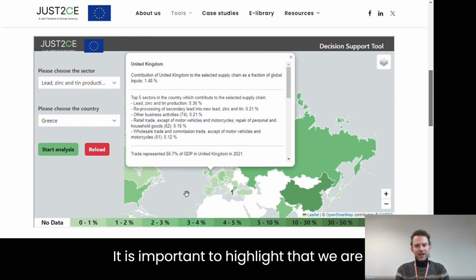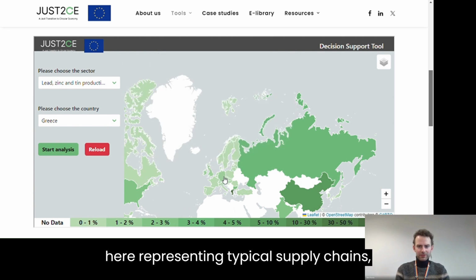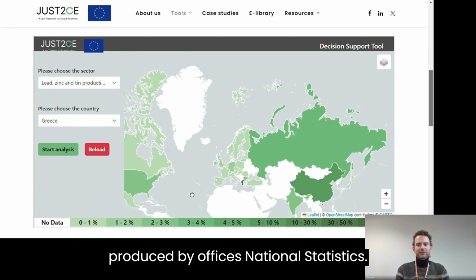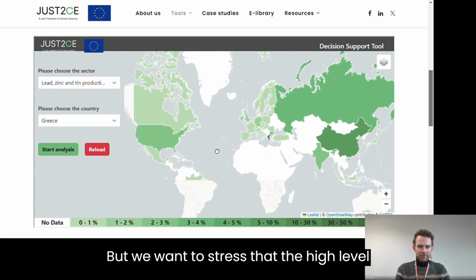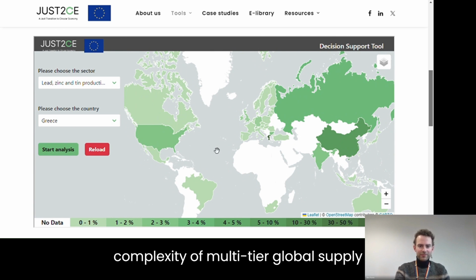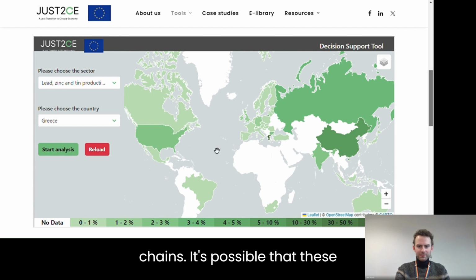It is important to highlight that we are here representing typical supply chains based on national accounts which are produced by offices for national statistics. But we want to stress that the high level of accuracy of these datasets allows users to get an understanding of the complexity of multi-tier global supply chains. It is possible that these could be severely underestimated if primary data collection was to be undertaken.